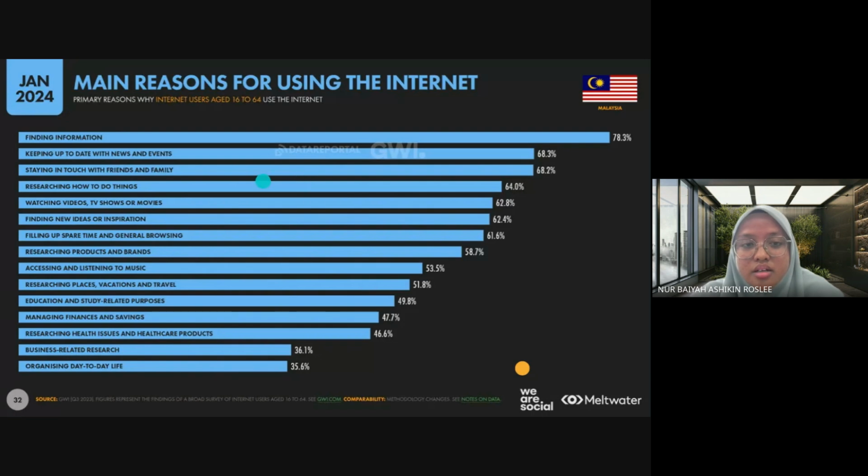And then the third one is staying in touch with friends and family, valued at 68.2%, only 1.10% different from the second position. Most people use social media, like messaging apps such as WhatsApp and Telegram, to keep in touch with their friends and family. And the other factors are less than 70, less than 60, 64. So these are the least reasons for using the internet.